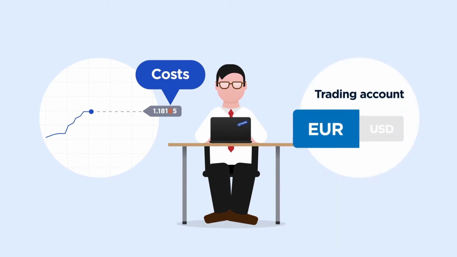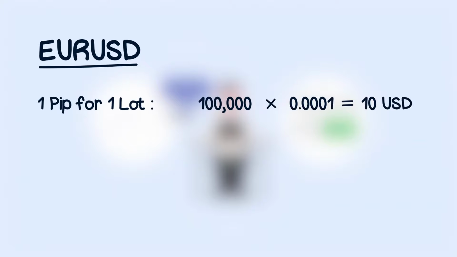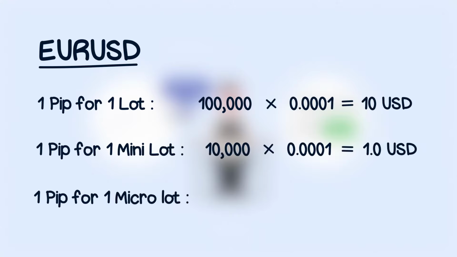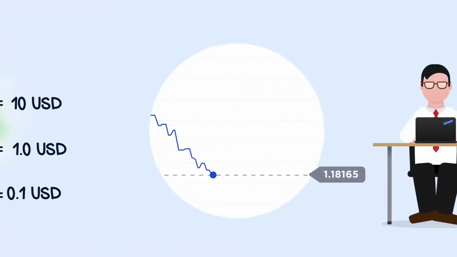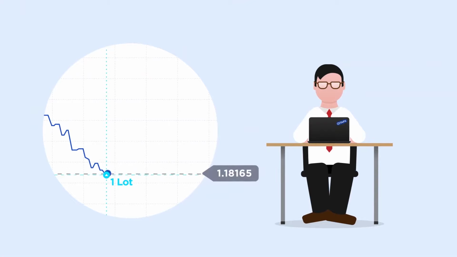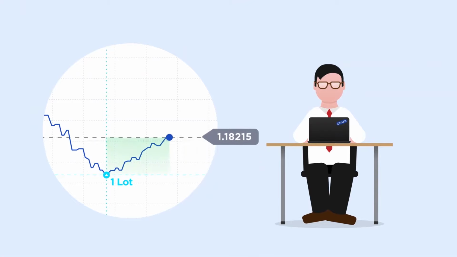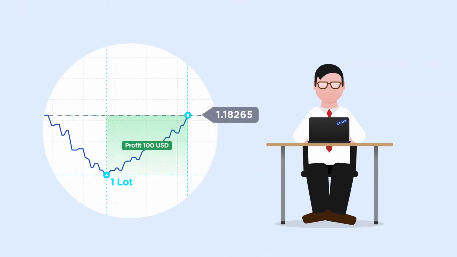For example, if we take the Euro-US dollar pair, 1 pip for a standard lot equals 100,000 units of base currency, multiplied by 0.0001 US dollar equals 10 US dollars. Hence, pip's price for a mini lot is 1 US dollar and for a micro lot, it's 0.1 US dollar. So if you buy one lot of Euro US dollar and the price increases by 10 pips, you will earn 100 US dollars.